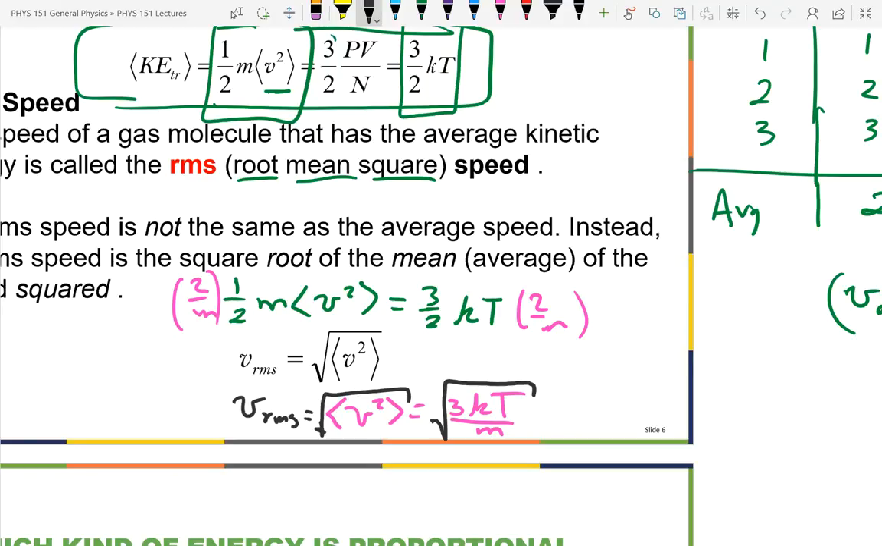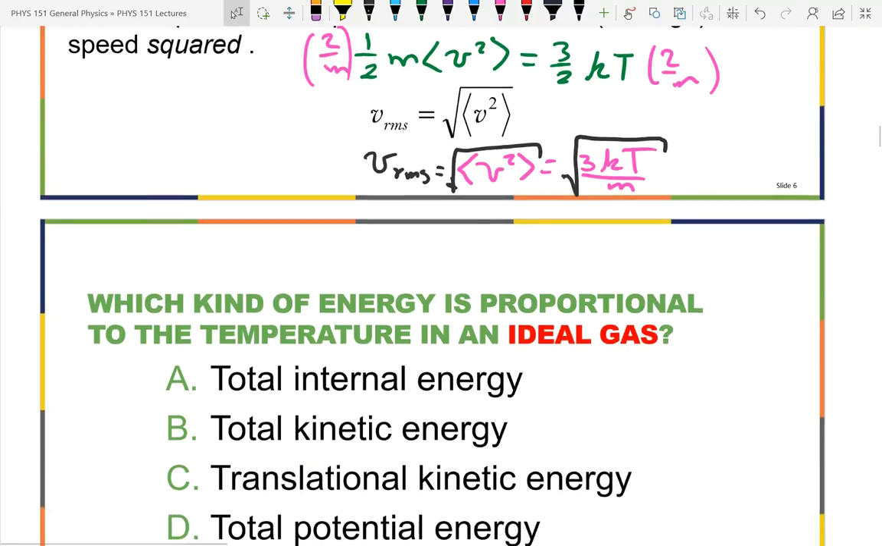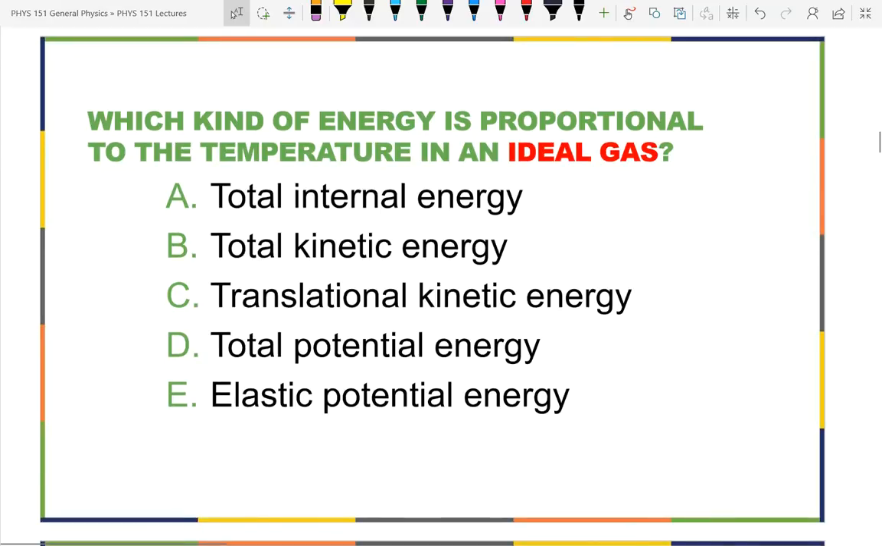You know what I like more than the RMS speed? The average speed. It just makes more sense to me. And so James Clerk Maxwell, well, I guess this comes after the first clicker question. Which kind of energy is proportional to the temperature in an ideal gas?